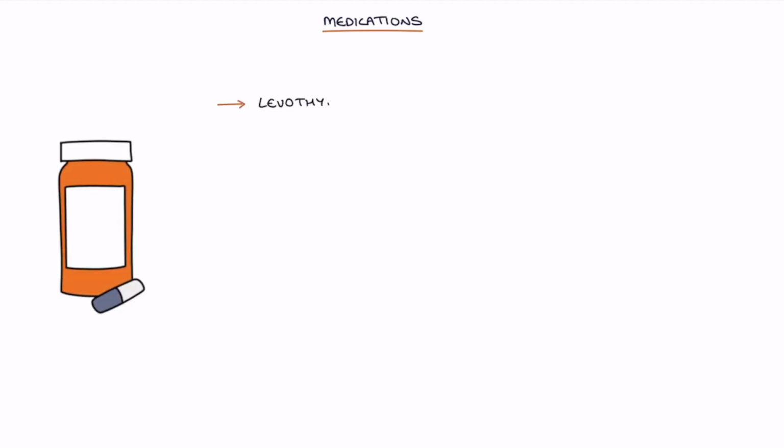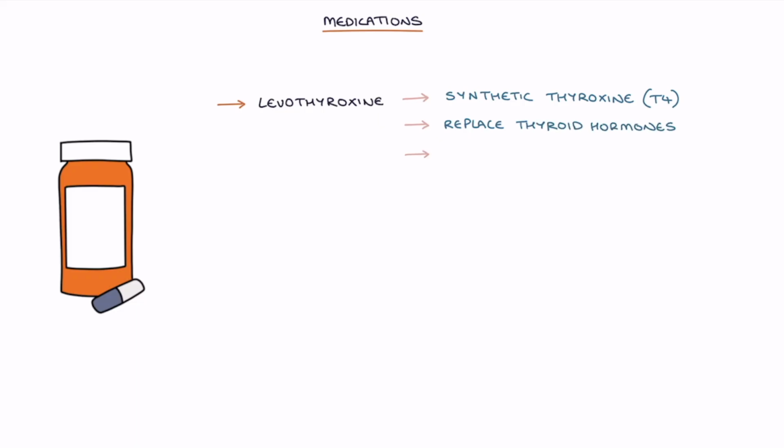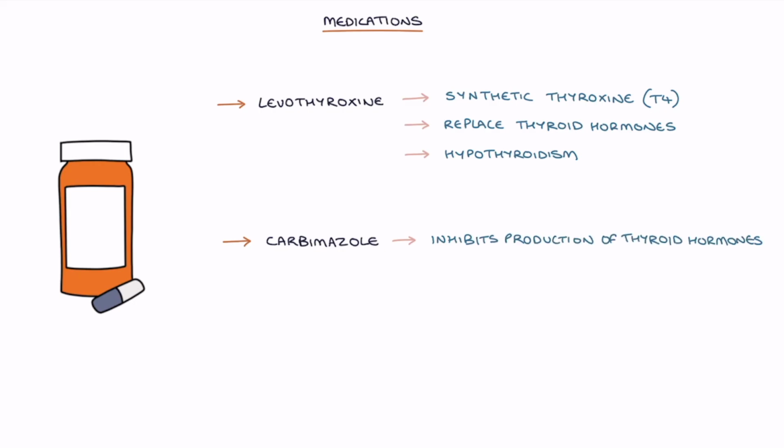Finally, let's talk about medications that are relevant to thyroid hormones. Levothyroxine is a synthetic version of thyroxine, or T4, and it's used to replace the missing thyroid hormones in patients with hypothyroidism, or an underactive thyroid. Carbimazole is a medication that inhibits the production of thyroid hormones in the thyroid gland. Carbimazole is the first-line treatment for hyperthyroidism, or an overactive thyroid.